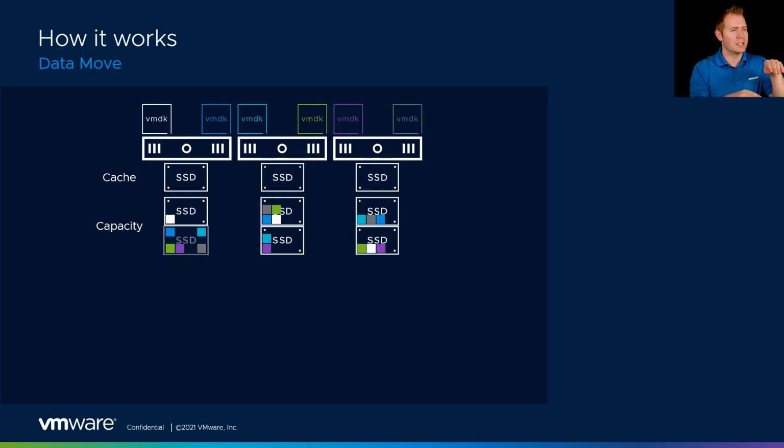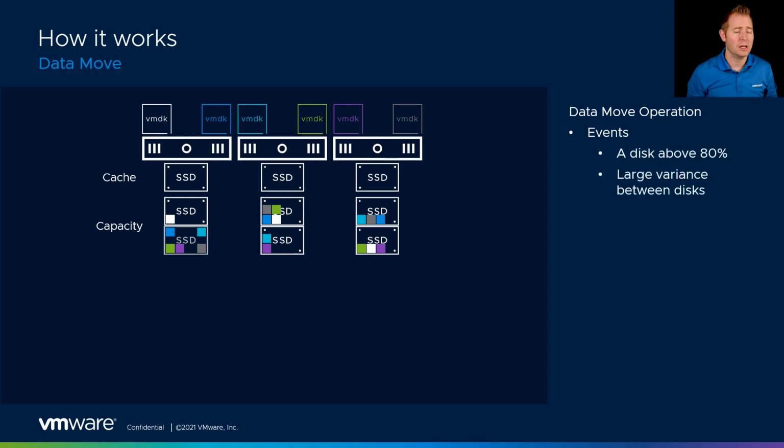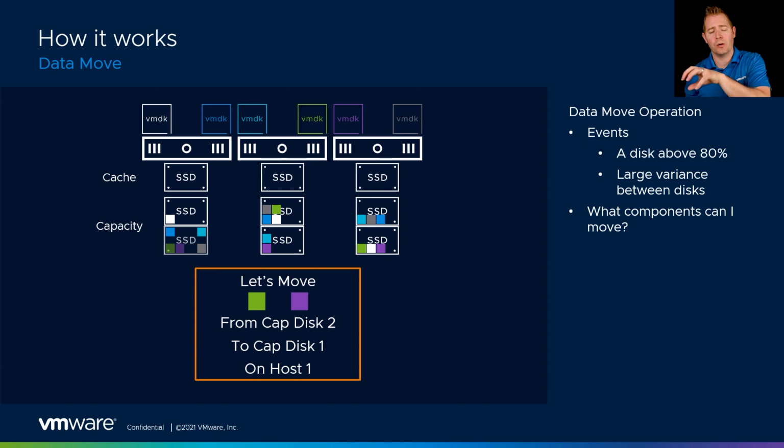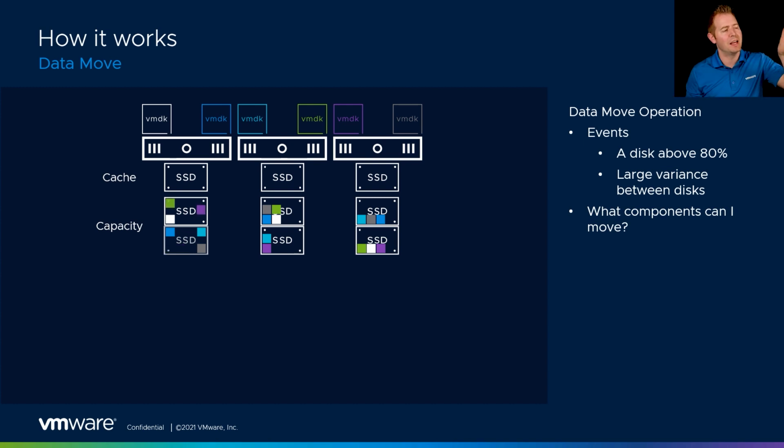Once one of the disks gets above 80%, vSAN will trigger a data move operation. It'll say, what components can I take on this disk and move somewhere else to bring those disks into a little bit more of an alignment? So let's say we've got a disk that's 80% utilized and a disk that's 40% utilized. It'll see what it can move over to bring that into a little bit more alignment.